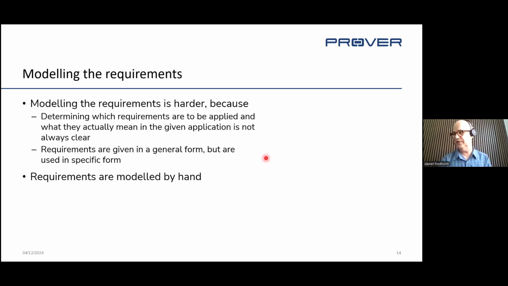So then it comes to the requirements. That's a bit trickier. There are usually, one could say, two main reasons why this is a bit trickier. One of them is that when one starts to look through them to determine which requirements are to be applied, and what they actually mean in the given application you want to apply them on, is not always clear.